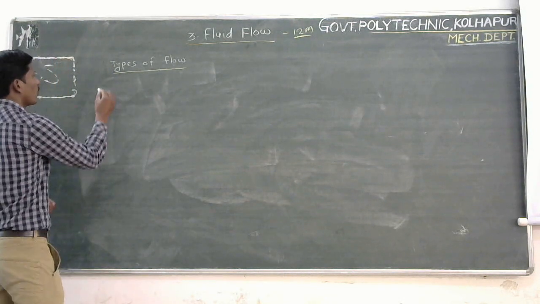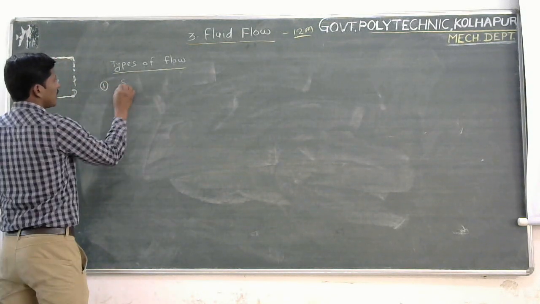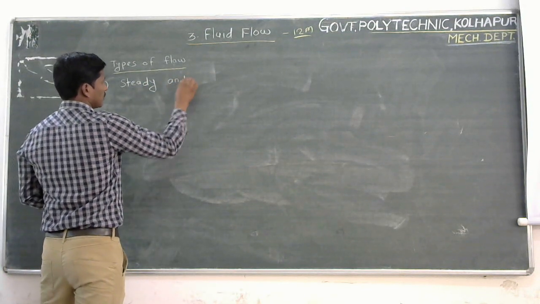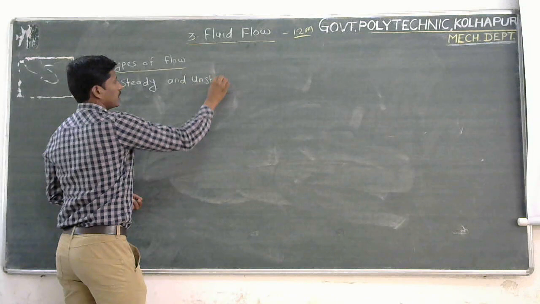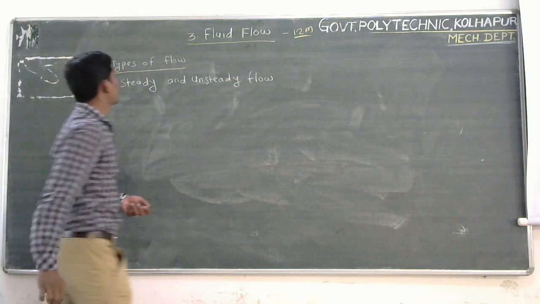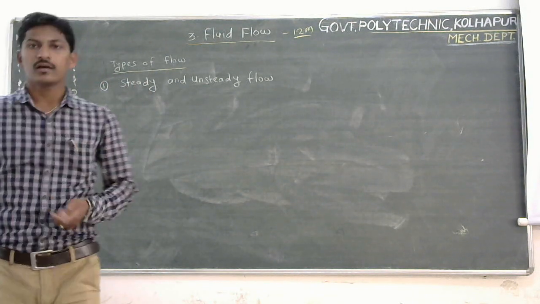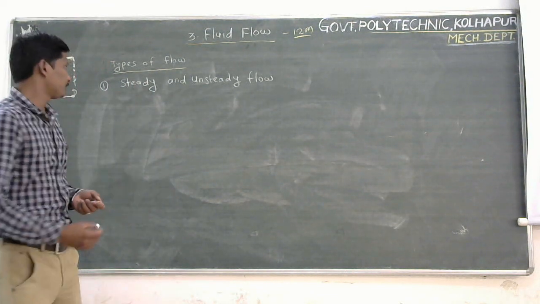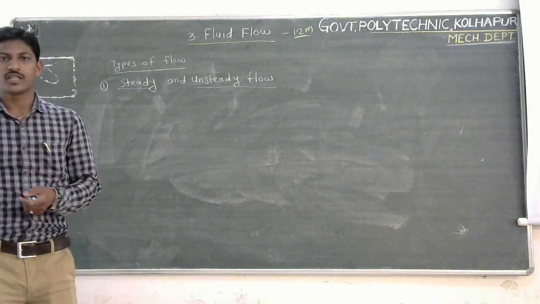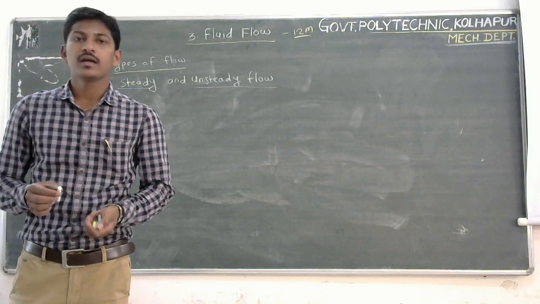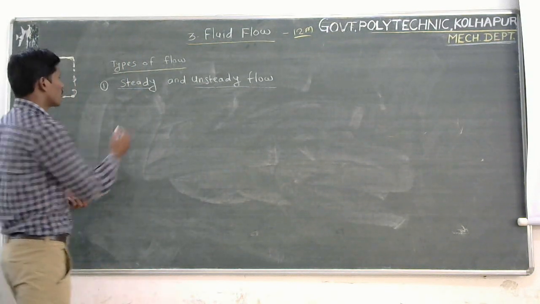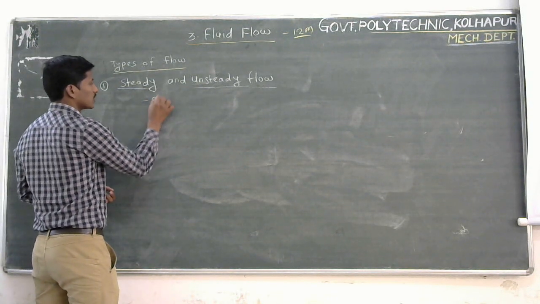So the first important type of flow is steady and unsteady flow. We will see one by one. What is meant by steady flow and what is meant by unsteady flow? First of all, I will tell you the definition of steady flow.